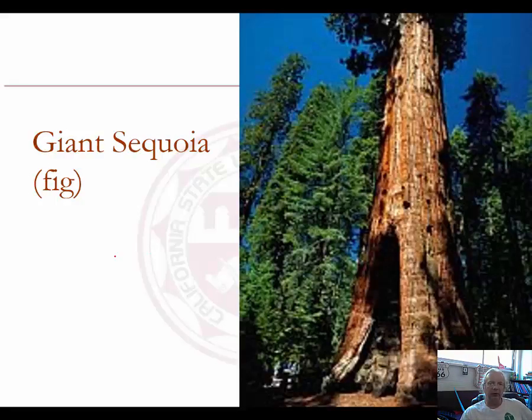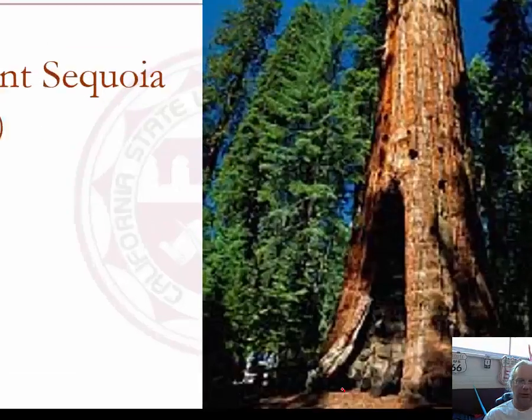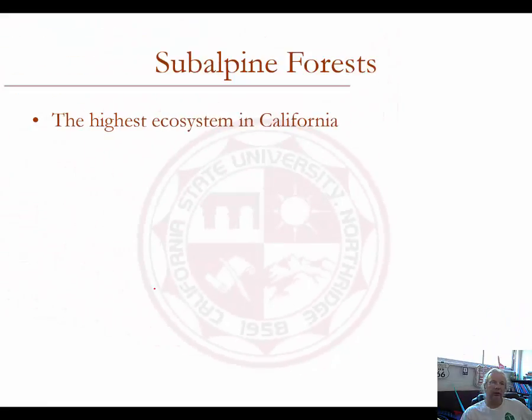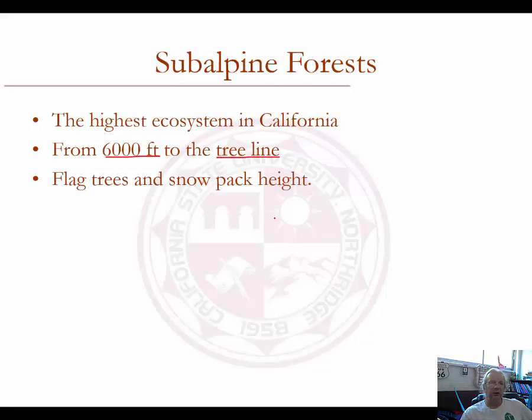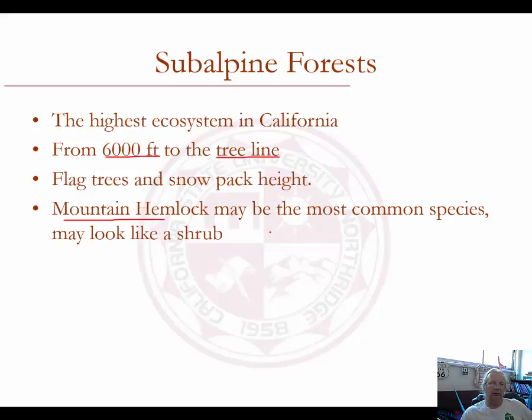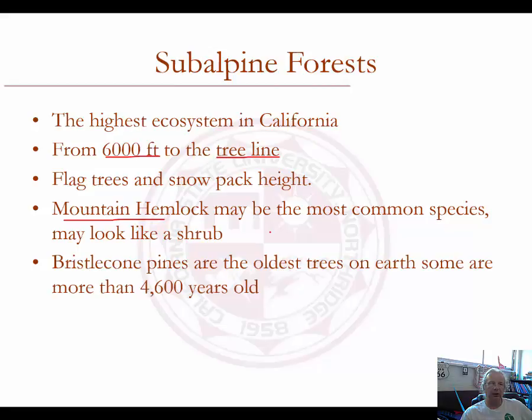And you can put photos all you want up, but you can't really understand how big those trees are until you've stood here and felt like an ant at the base of them. Then there are subalpine forests, which are very high up, from 6,000 feet all the way up to the tree line, and the tree line is the place where trees stop growing. Mountain hemlock is the one that's most far up, and it's so difficult to grow there, it only looks like a scrub. The bristlecone pines are the other trees that you must know.